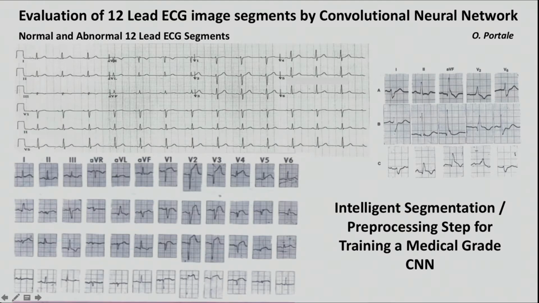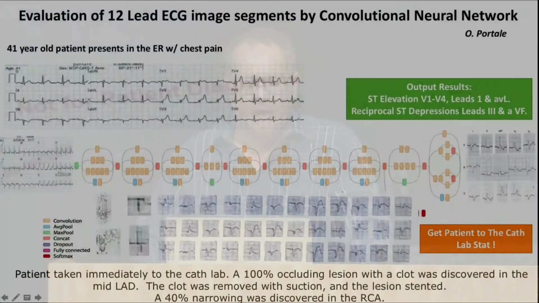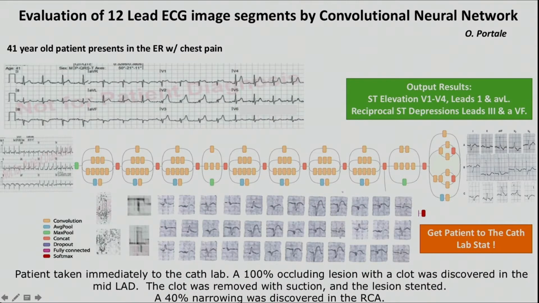This is a different approach in that I'm actually going to use the waveform images and use a convolutional neural network as a classifier. Okay? So we do training on several thousand of these healthy waveforms, those with various abnormalities. And now we have a 41-year-old patient that presents to the emergency room with intermittent chest pain.